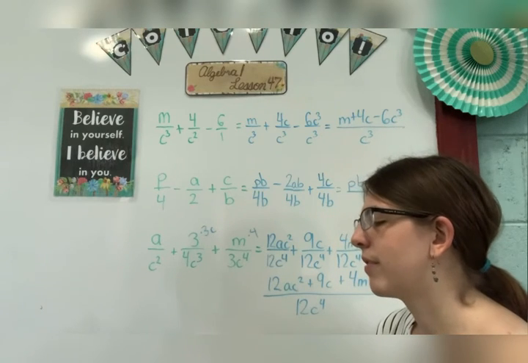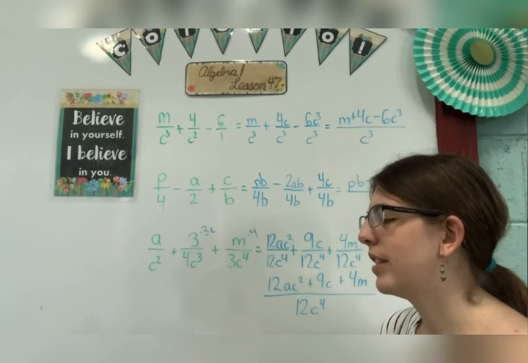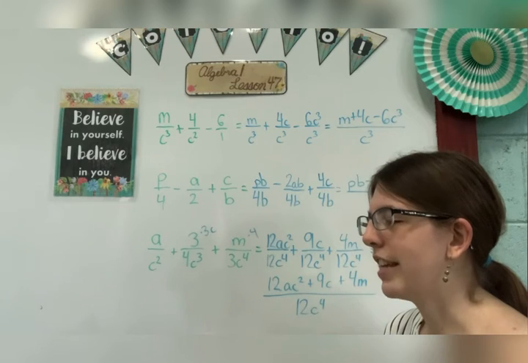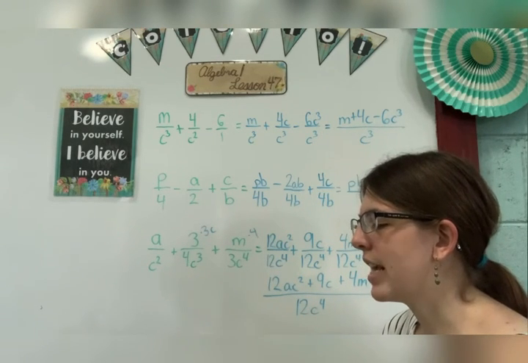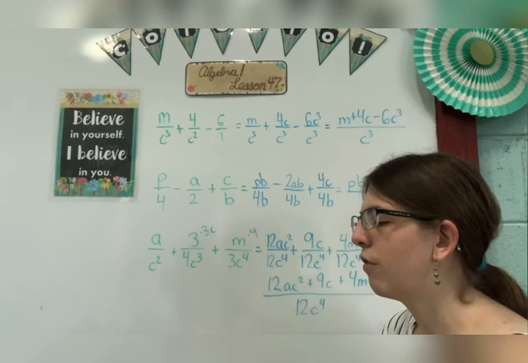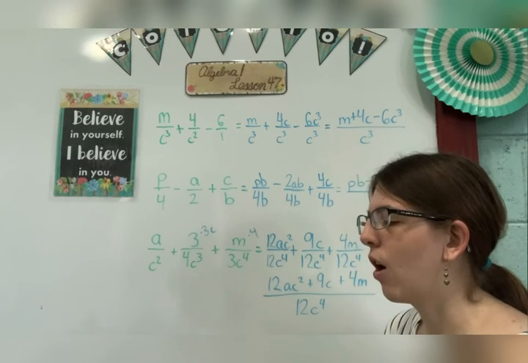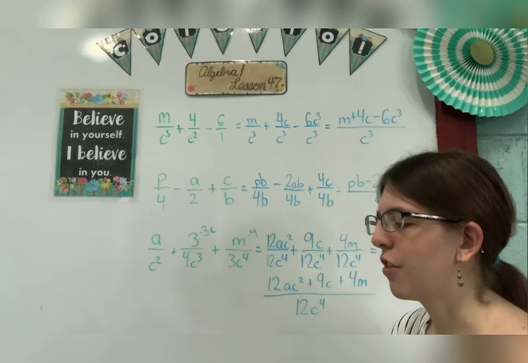Letter D, MP plus 3 minus 4P cubed over P cubed.